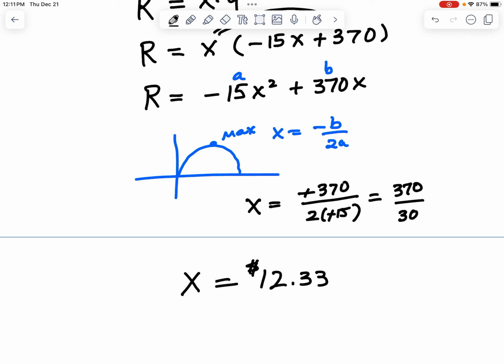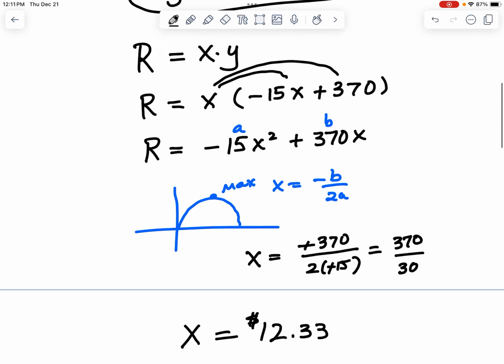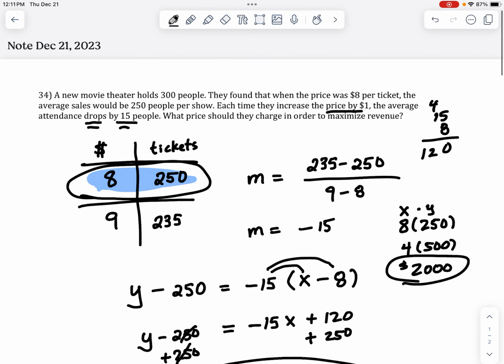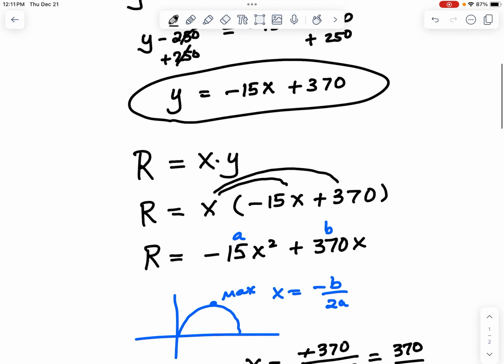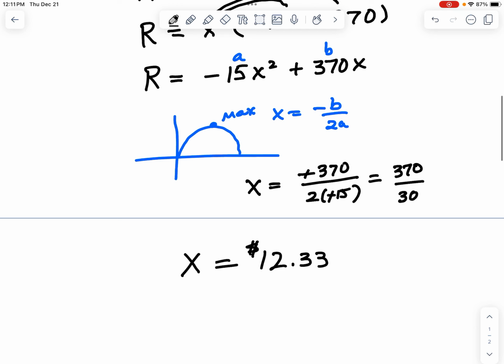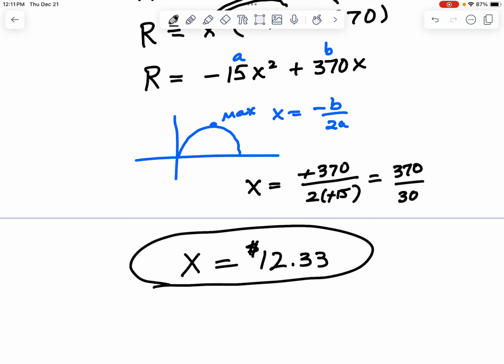Now I need to go back and see, does that answer the question completely? So what price, so that was the x, should they charge to make the maximum revenue? So yes, x equals the $12.33 is the price they should be charging.